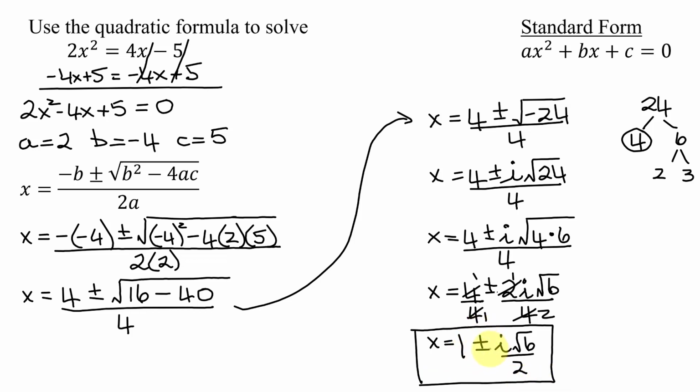Because of the plus or minus, there are two solutions. And if you had to write them individually, it'd be x equals 1 plus i times the square root of 6 over 2, and x equals 1 minus i times the square root of 6 over 2.